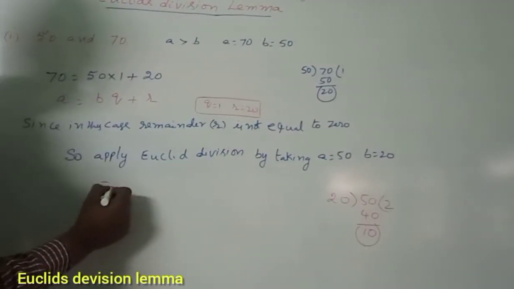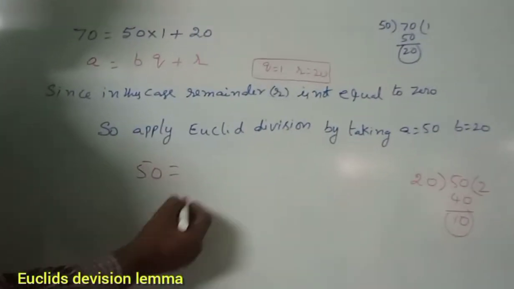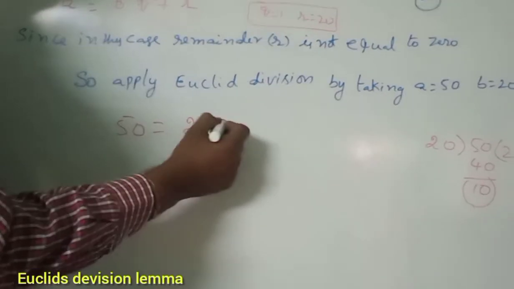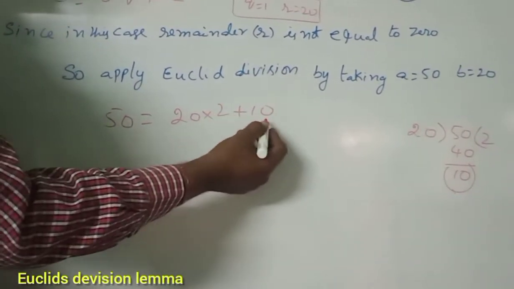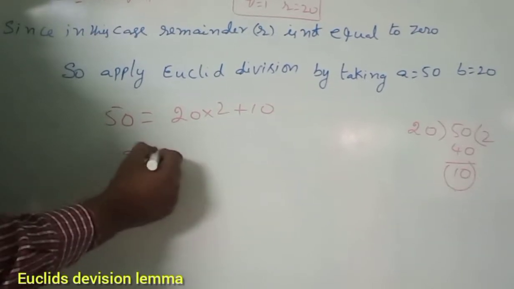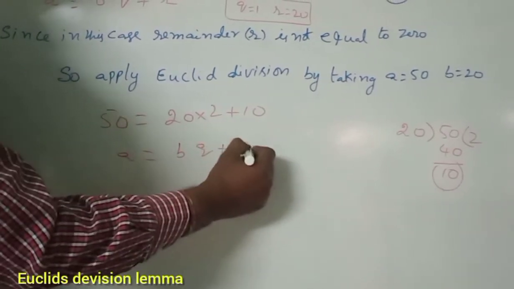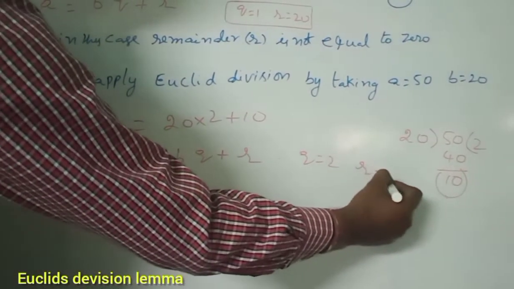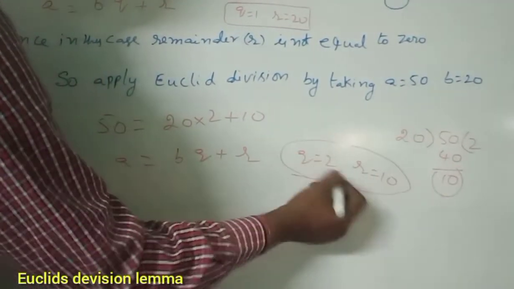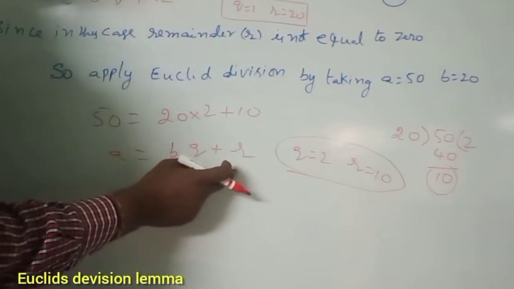So 50 is equal to 20 into 2 plus 10. So A is equal to BQ plus R. Here also Q value is 2 and R is equal to 10. R is not equal to 0.